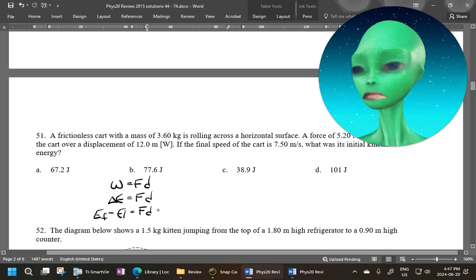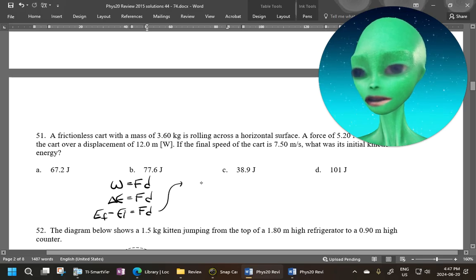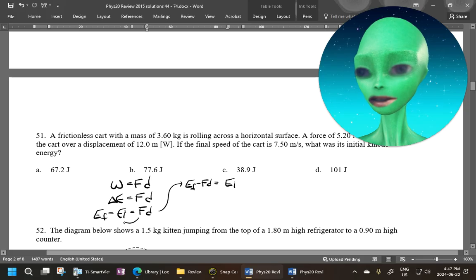All right, so let me see. If I want to rearrange this for initial, I would add over EI, so I can have the EI on this side. So I have my final minus my FD. All right, so I'm doing like a little swap here.